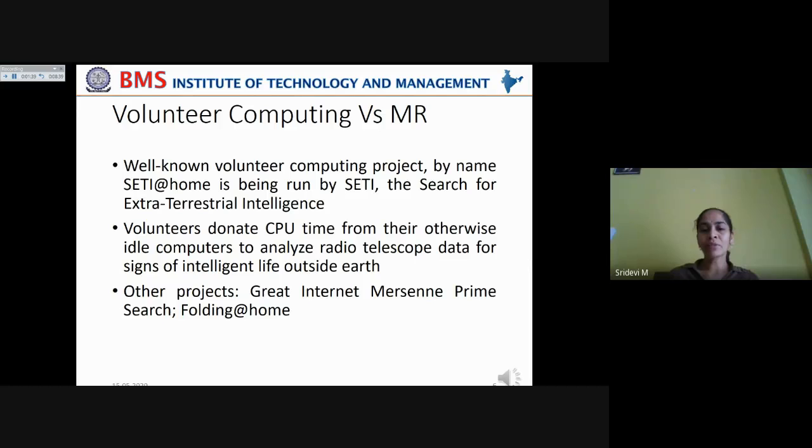They can rely on volunteers throughout the globe in order to analyze this radio telescope data. Other such projects are the Great Internet Mersenne Prime Search, where they are searching for the largest prime numbers possible, and Folding at Home, where they are trying to study the folding of proteins, which actually results in introducing some diseases into the body.